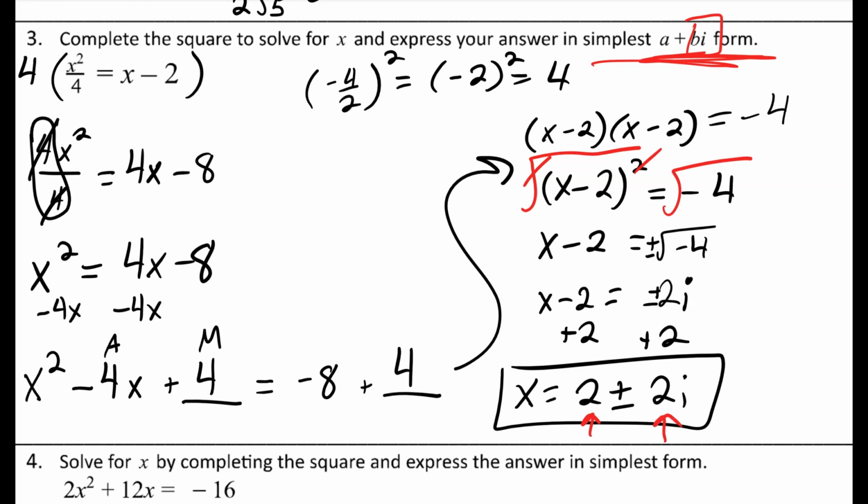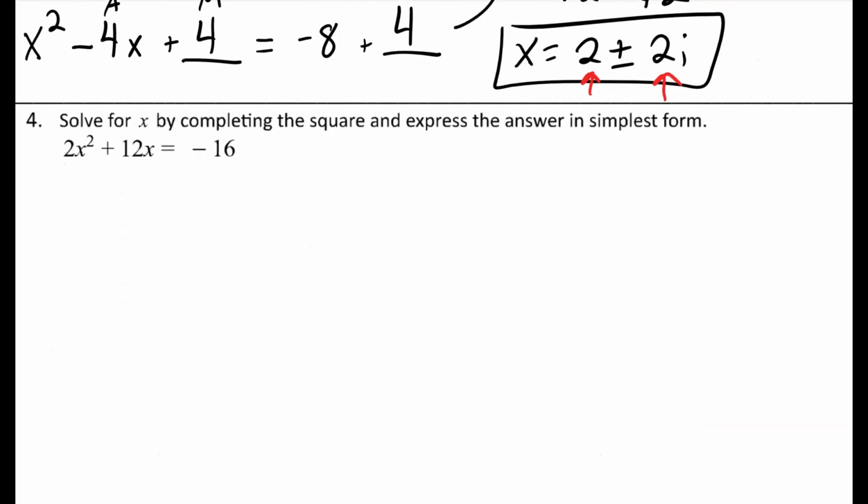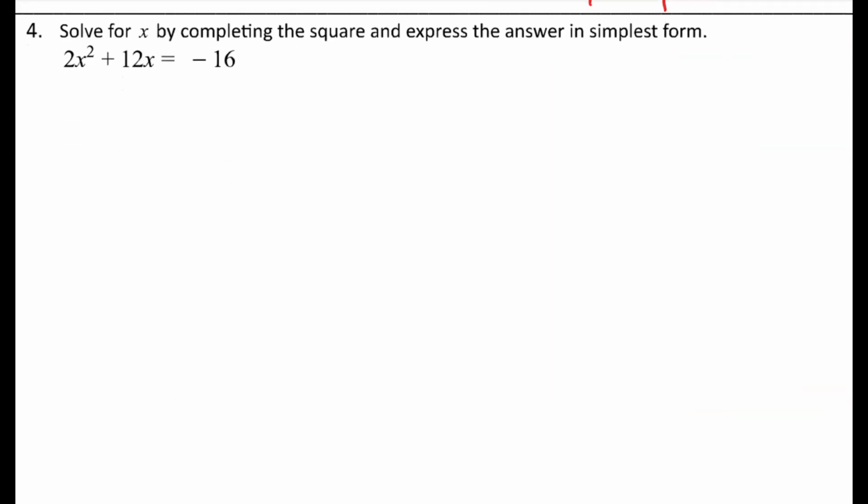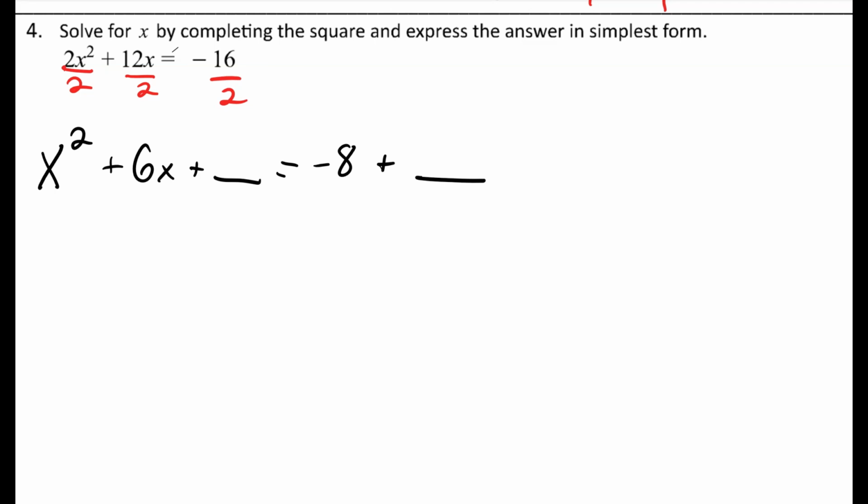So let's try one more example. So again, for number 4, it asked me to solve by completing the square. And I noticed that I have a 2 out in front for that x squared. So before I can start completing the square, I'm going to divide everything in my equation by 2. Even if they're not all divisible by 2, I'm still going to do that because if I have a leading coefficient of 1 for this x squared, I can always complete the square. Now in this case, it works out because they are all even numbers, but that won't always be the case.